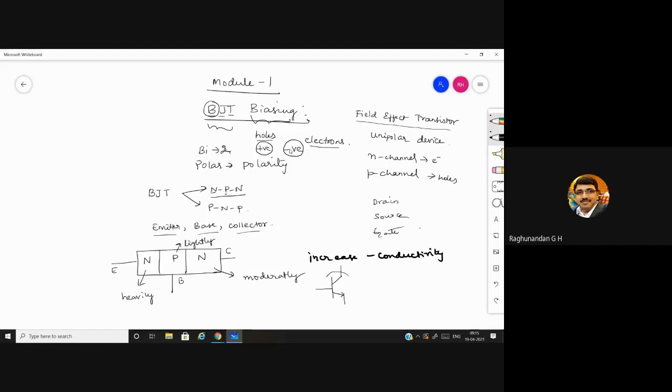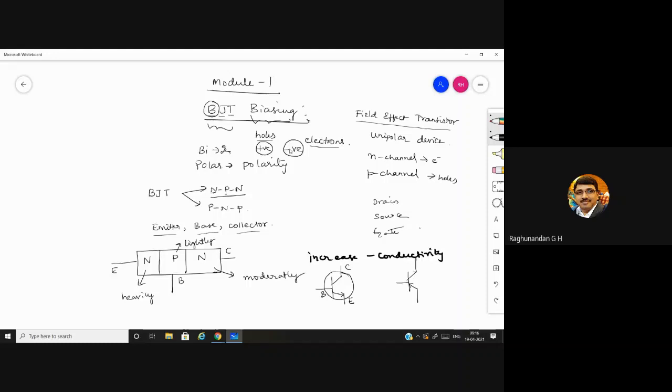this is the symbol for the NPN transistor. The arrow mark terminal is the emitter, the middle one is the base, and the other one is the collector. Whenever you are using an NPN transistor, you have to clearly mark the arrow mark. Many times I have seen they will write like this. Okay, so this is not correct.